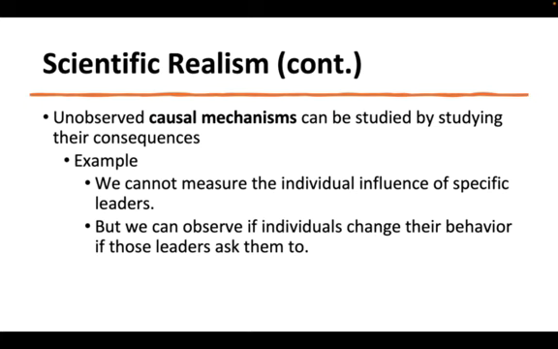Unobserved causal mechanisms can be studied thus by studying their consequences. And a good example of this is that it's really hard to measure precisely just how influential specific leaders are. But we sure know that they're influential, and we know that people change behaviors if their leaders ask them to. So COVID-19 skeptics, for instance, had a great effect on people's behavior in regard to vaccinations. Those people who were skeptical about COVID-19 were far less likely to get vaccinated than those who were not.